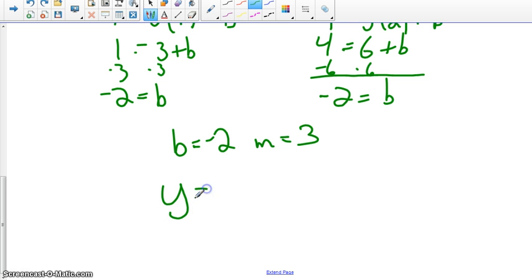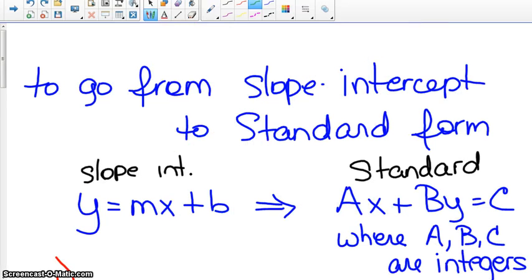So now we can say y equals 3x minus 2. We actually fill in our values right there. Okay, so we're always working to try to get b, slope-intercept, and the slope. Excuse me, the y-intercept and the slope.